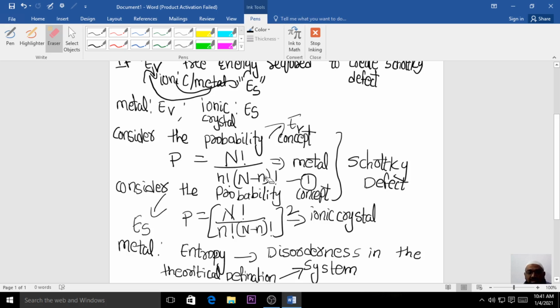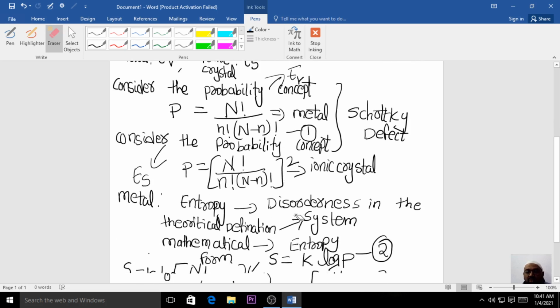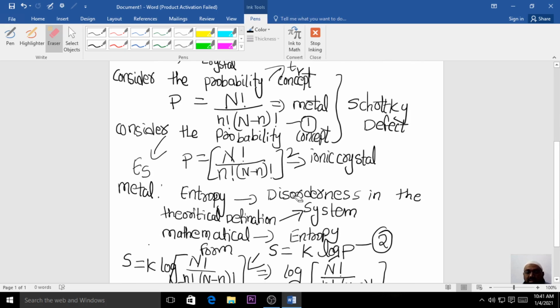While considering the metal, we don't consider it as square here. So the only difference is that for the metal you will find the simple function in this particular fashion, and for the ionic crystal you will find the square. So now what we have done is that there is an ideal crystal, and we have disturbed that ideal crystal arrangement. When you disturb the ideal crystal, definitely some disorderliness will occur inside the system. That disorderliness in the system is known as entropy.